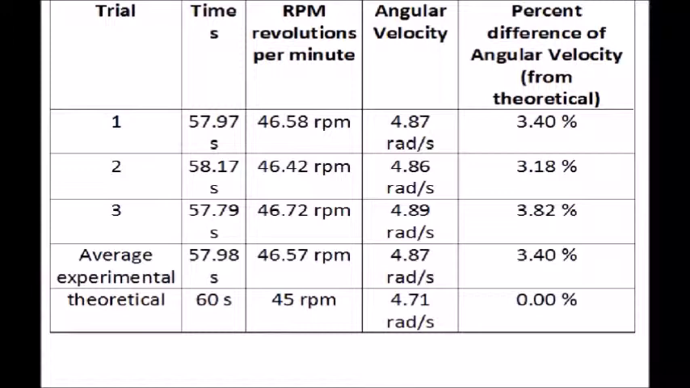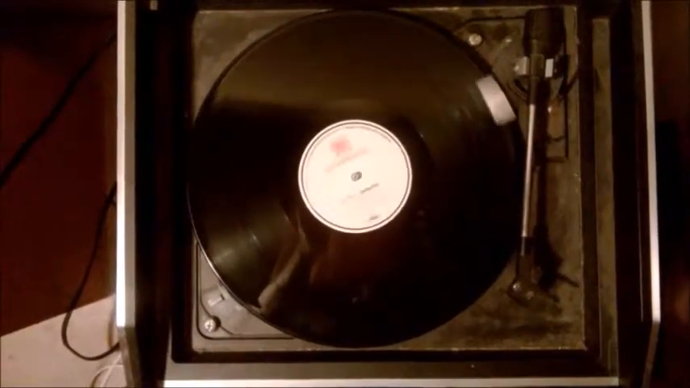These results go against my hypothesis that the record was spinning too slowly. The results suggest that on average, the record player spins the record about 3.4% faster than the required revolutions per minute.